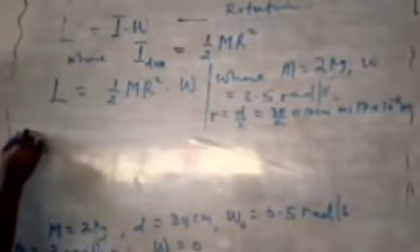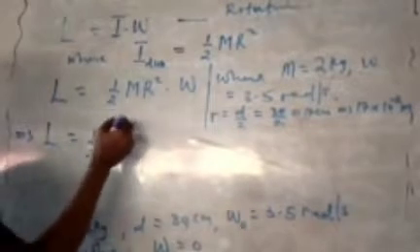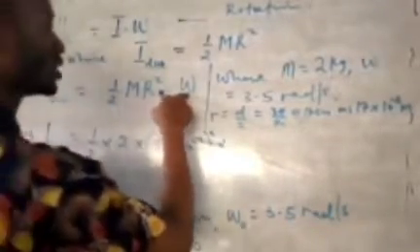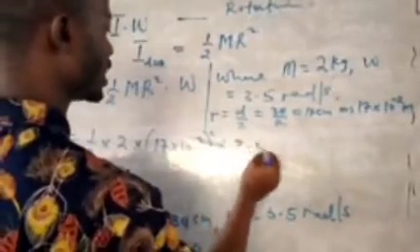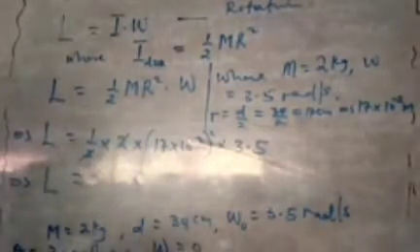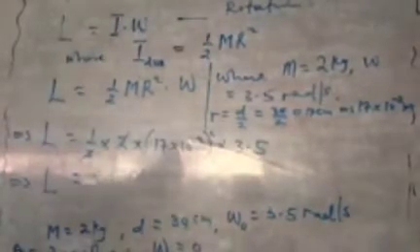Now, this means that my angular momentum will be equal to half times the mass, which is 2 kg, times the square of the radius, that is 17 by 10 raised to the power minus 2, all squared, times the angular velocity, which is 3.5. These two can cancel these two. I can use my calculator to get the required answer to this question.